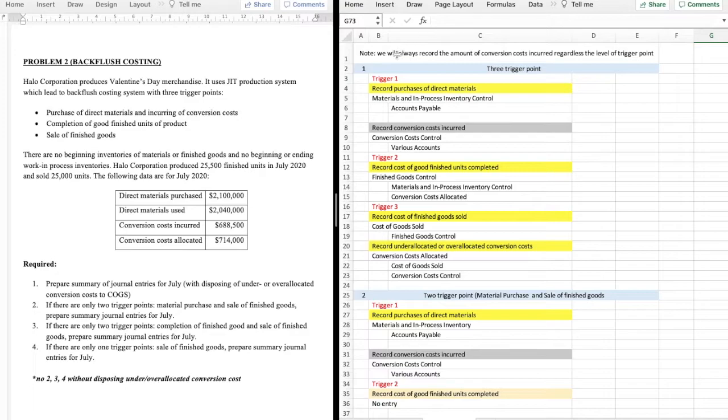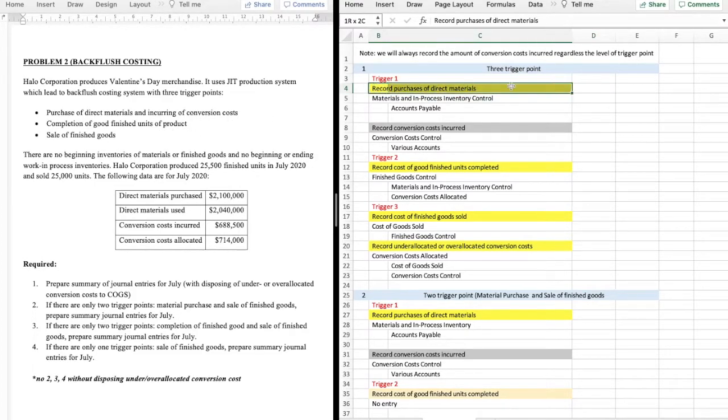Alright, so the first note that we have to remember when we are doing backflush costing is we will always record the amount of conversion costs incurred regardless of the level of trigger point. So say that we only have 2 trigger points or maybe 1 trigger point. Either way, we will have to record the conversion costs incurred. Alright, so for number 1, it is a 3 trigger point as we know from the problem: purchase of direct materials and conversion costs, completion of finished goods, and sale of finished goods.